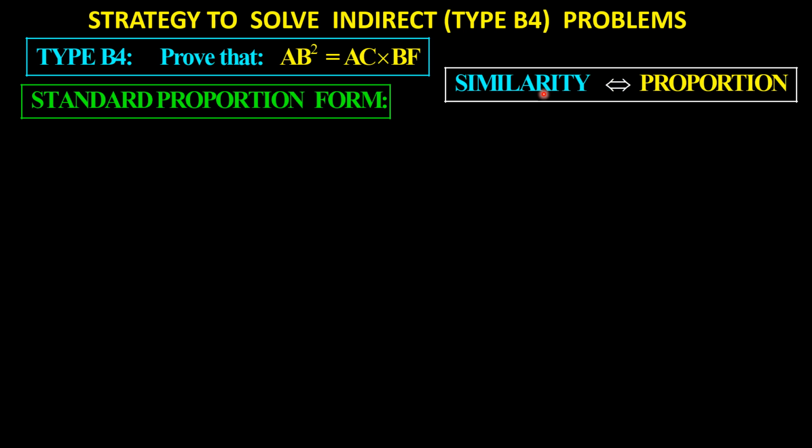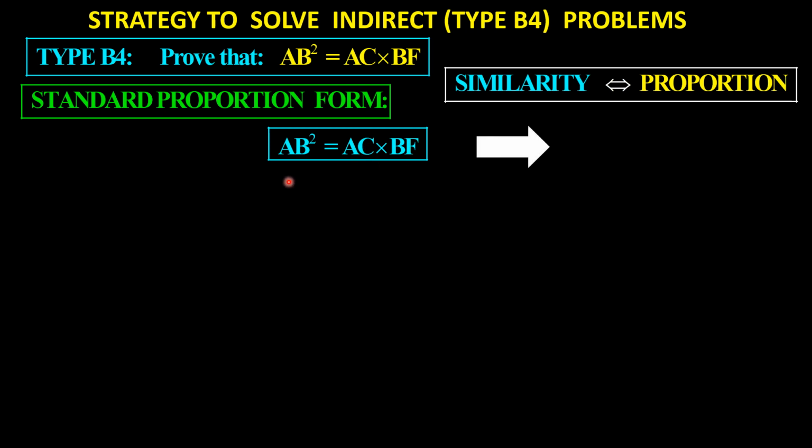So what we're going to do is write that required expression in the standard form. AB squared is AB times AB. So I can bring one of the ABs over and I can maybe bring the AC over. This is what we have. So I write it in the standard form. And you can see there, AB times AB is AB squared. AC times BF, so I can either bring over the AC or the BF.